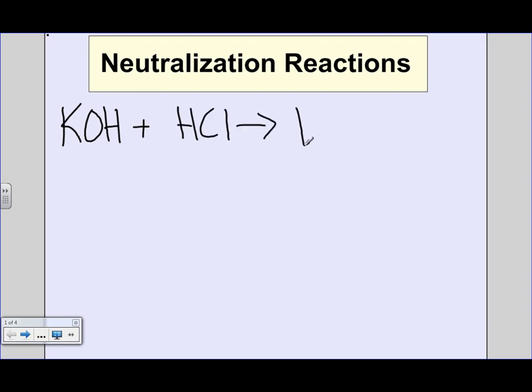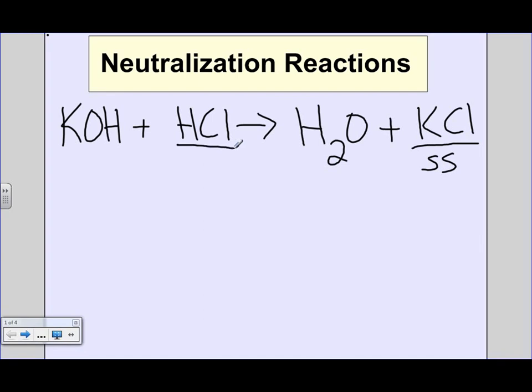Okay, so if we were to take a look at some of these equations, for example, if we were to take a base like potassium hydroxide, KOH, and react it with an acid like HCl, hydrochloric acid, that's a strong acid with a strong base. It's going to make HOH, hydrogen hydroxide, which we can write as H2O, and potassium chloride, KCl. Now, since potassium chloride is a soluble salt, I'm going to label that as an SS, and hydrochloric acid is a strong acid, and KOH, potassium hydroxide, is a strong base.